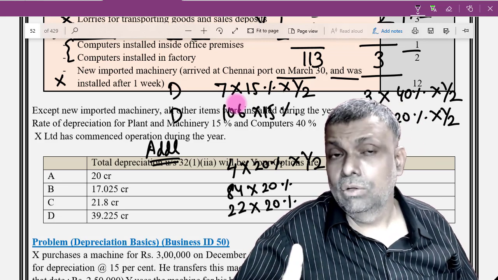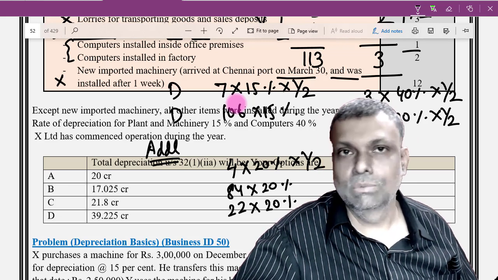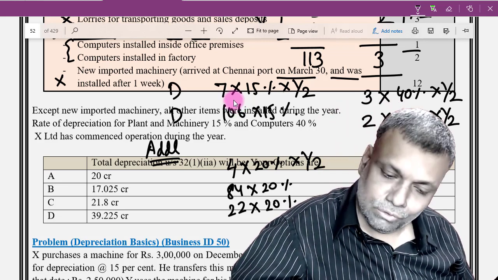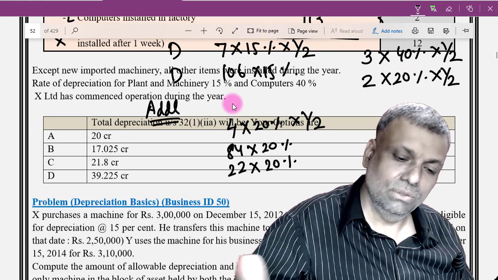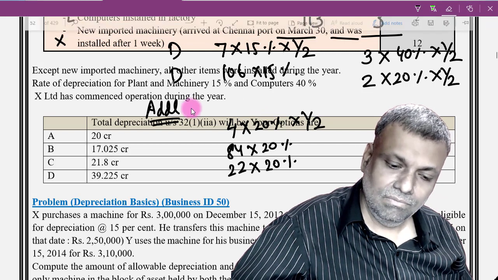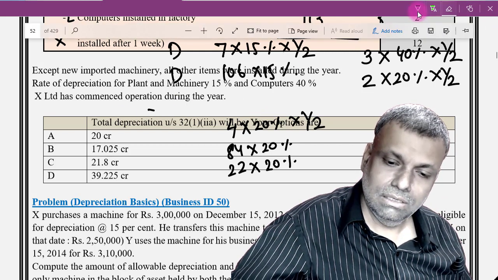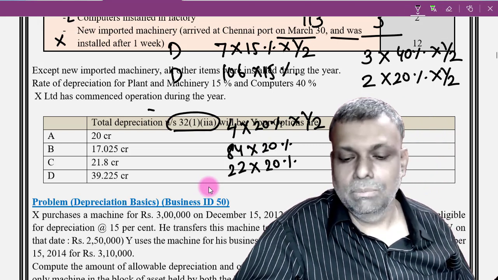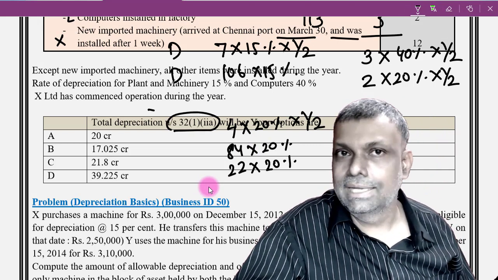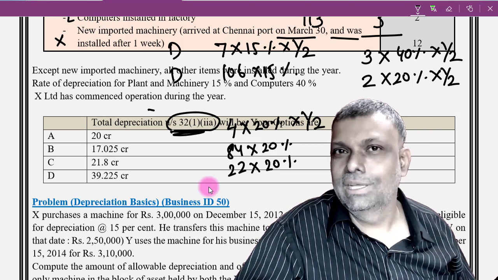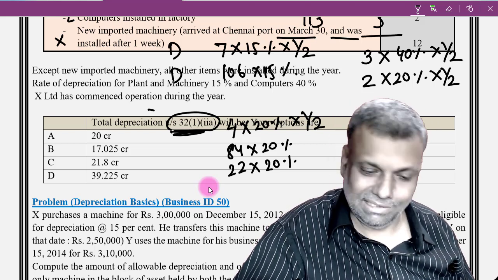Okay, then when you are calculating the block of asset and the closing WDV, you have to reduce the depreciation also, and you have to reduce the additional depreciation also. Okay, now see the MCQ. The total depreciation under clause 2A. Now this is a place where students can really go wrong in the examination condition. Because without doing all this working, you cannot get through the MCQ. This MCQ itself will be like 2 marks.